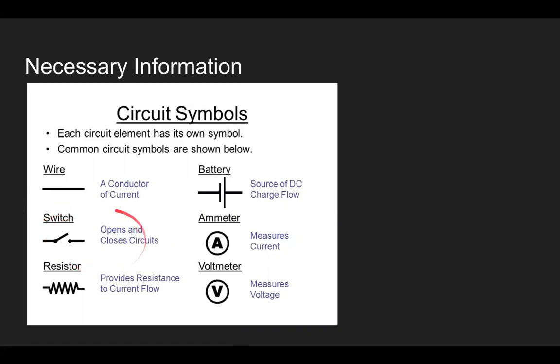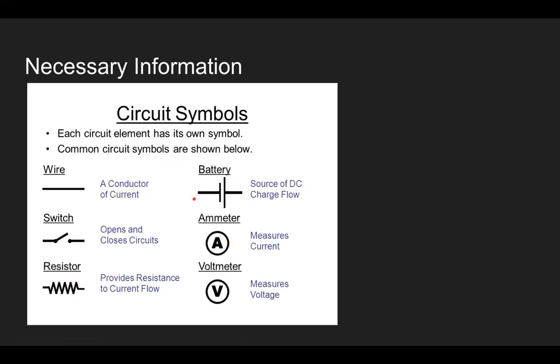Switches open and close the circuit. When the switch is open, as shown right here, no current can flow, so it's basically like a stop. But when the switch is closed, current does flow. We have a resistor. It provides resistance to the current flow. These can come in multiple different forms, like just a regular resistor or light bulbs or something like that.